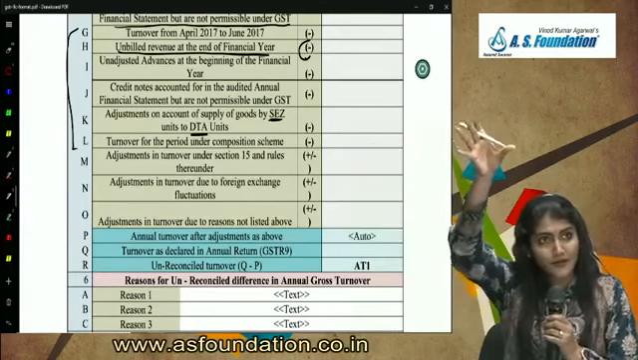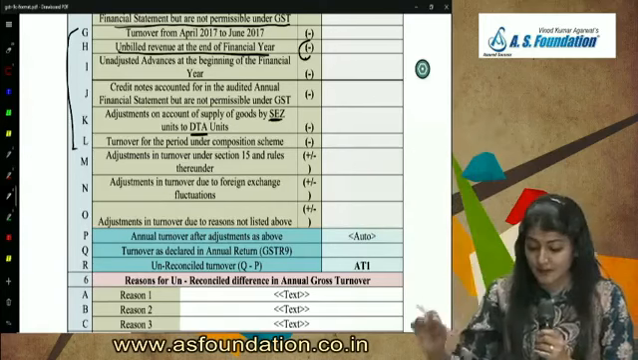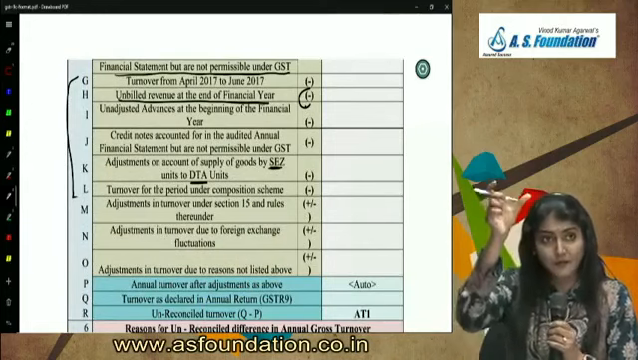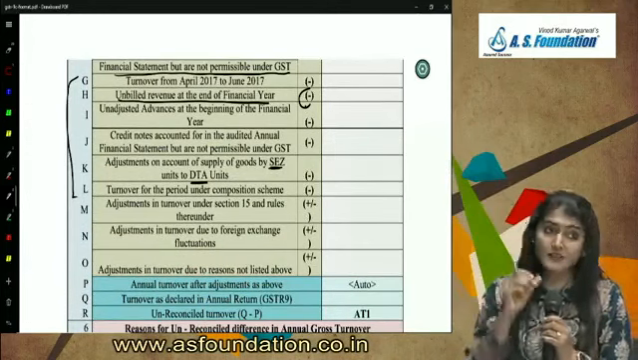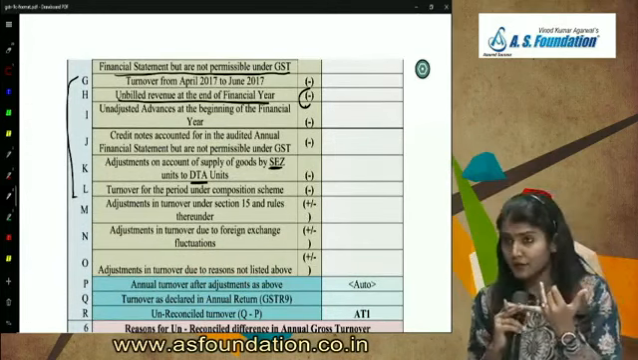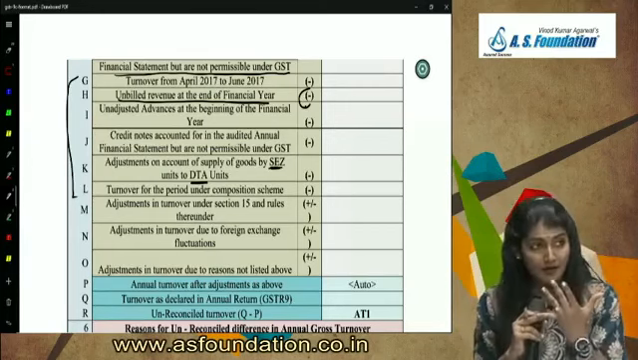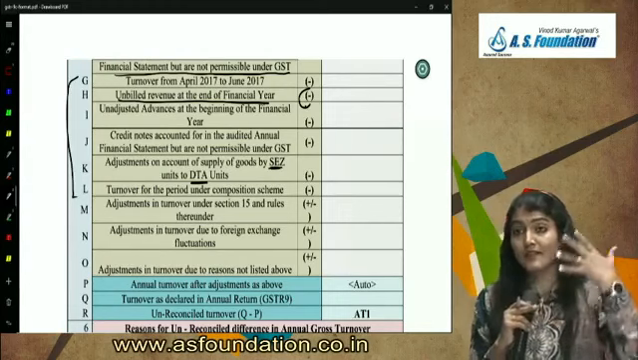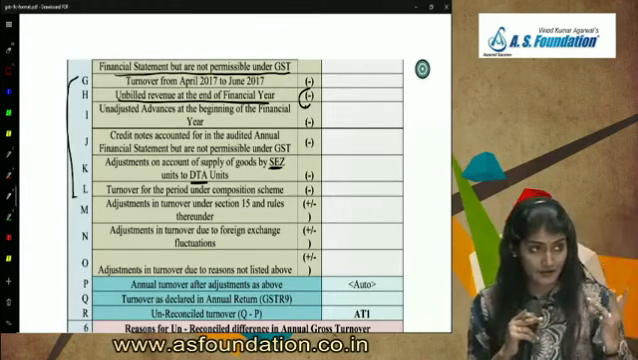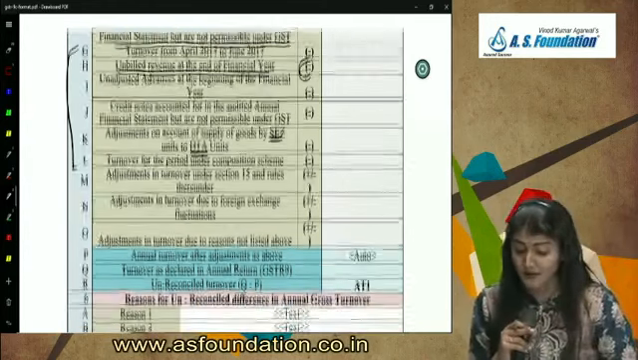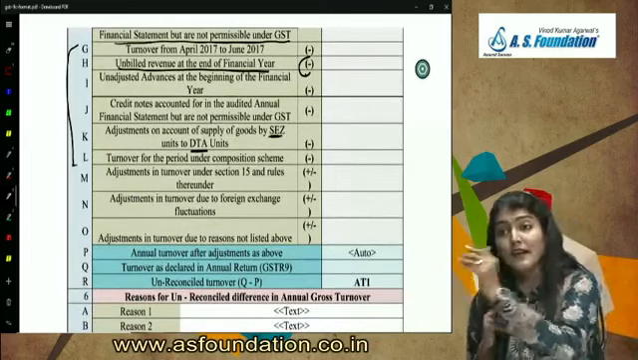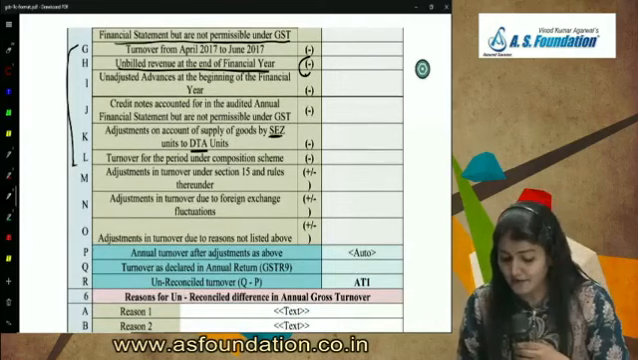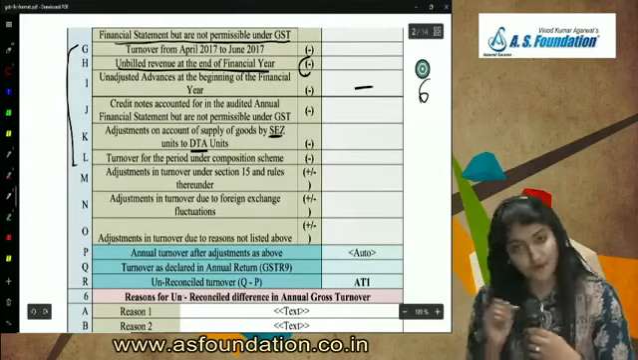So from where am I reducing these 6 numbers? Reducing it from the turnover as per the financial statements. So April to June. Then unbilled revenue at the end of the financial year. Unadjusted advances at the beginning of the financial year. Credit notes not permissible under GST. Supply to the SEZ units and the turnover under the composition scheme. So 6 things you need to reduce.